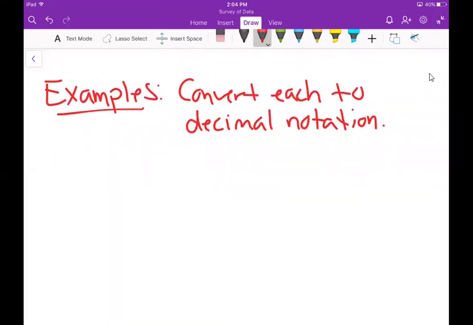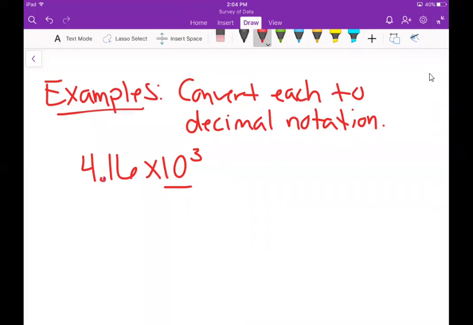Okay, so this first number is 4.16 times 10 cubed. So this is in correct scientific notation because I only have one digit in front of that decimal. So what do I do in this case? Well, remember what this means. It means I'm multiplying by 10 3 times.